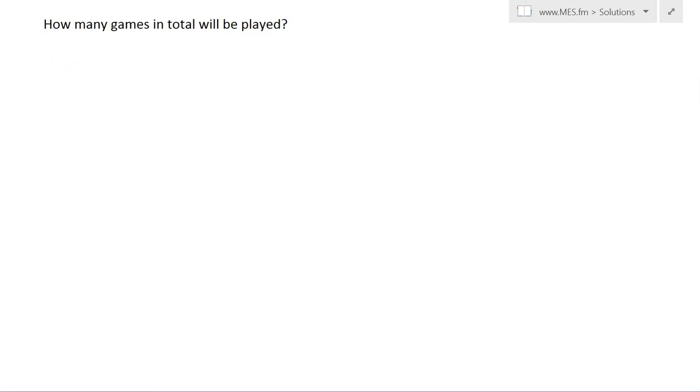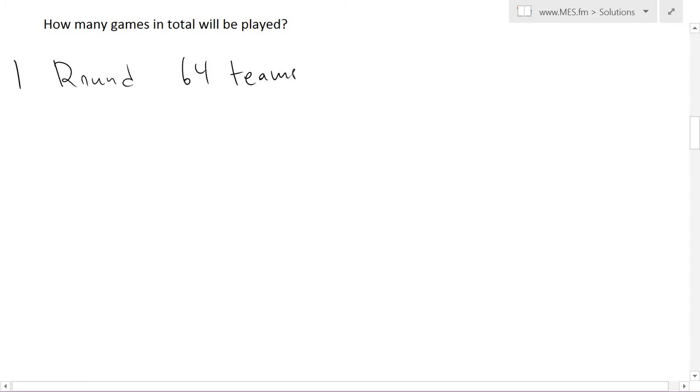So the first thing we need to do is find out the total amount of games that's going to be played in this tournament. That's going to help us find out the odds of making a perfect bracket. In the first round, there's 64 teams, and we divide that by two, because there's two teams playing in each game. So that's going to give us 32 games in the first round.